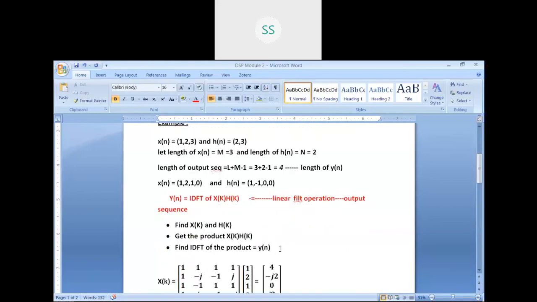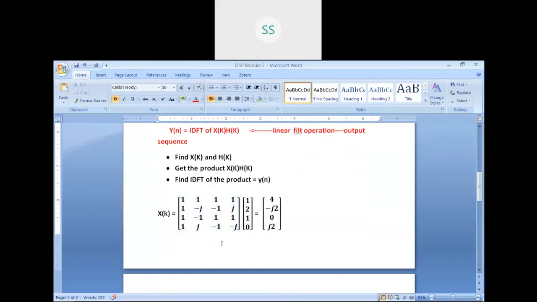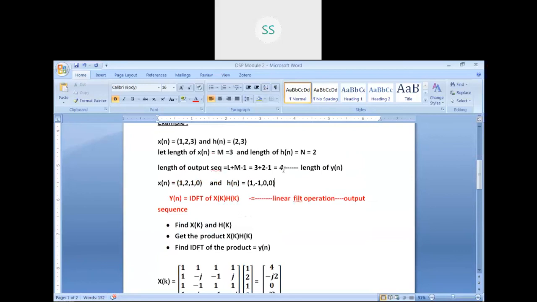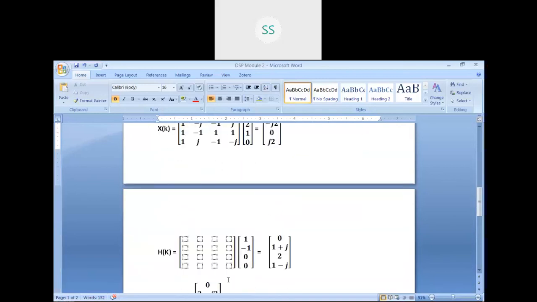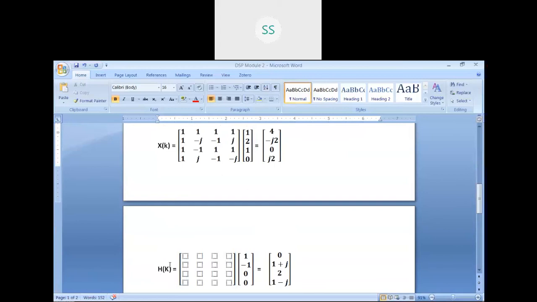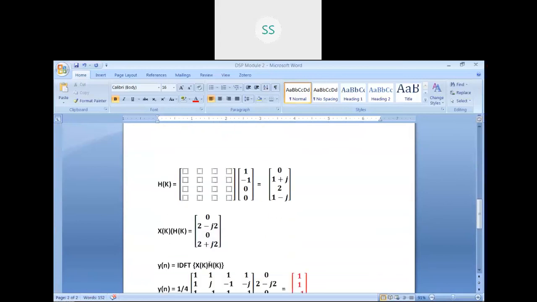If it is 4, you can do all this. But if it is not 4, because x of n can be of any length, similarly h of n can also be of any length. There is no restriction that they always have to be 3 and 2. Here I have taken the example of 3 and 2 because I should get L plus M minus 1 as 4, so that I can show you how your DFT and IDFT matrix can be utilized to get x of k and h of k and finally the linear convolution output.